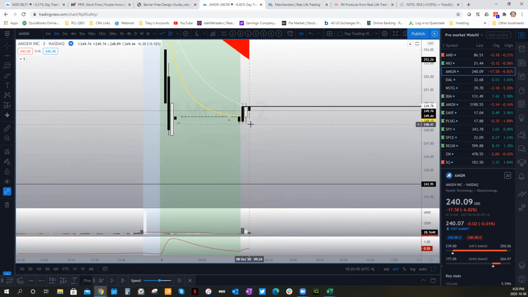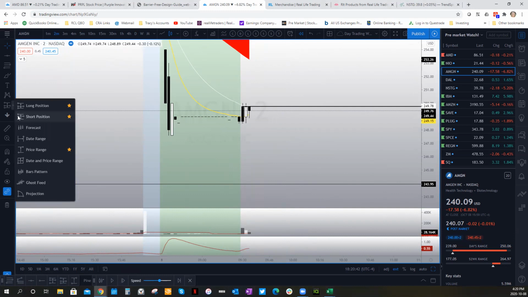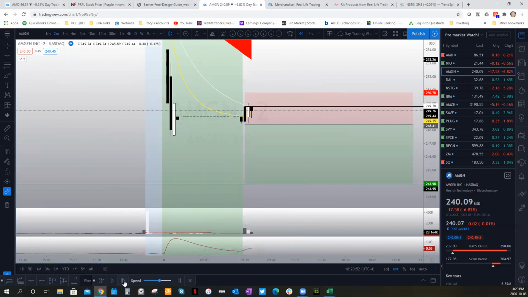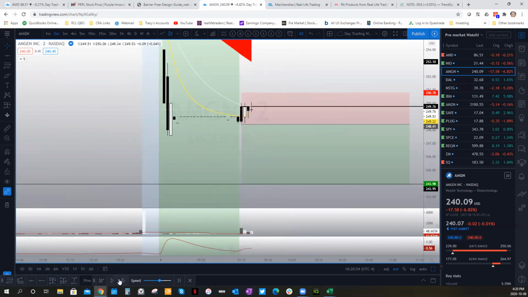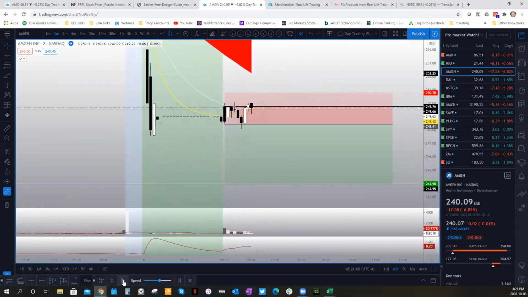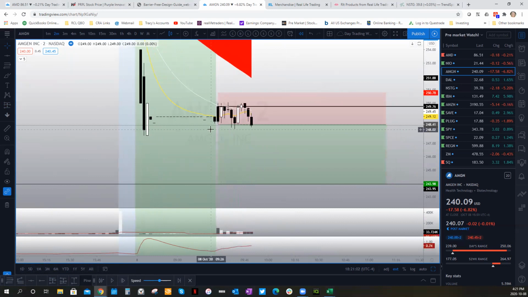And once I get the setup, which I took, so a break of this support, I took this and I just exited when it hit this level. So I got triggered in right there, and I'm watching this. I was getting a little bit nervous, but it still consolidated.